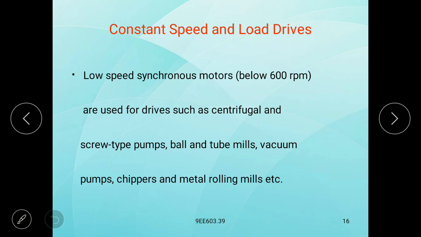Here, low speed synchronous motors below 600 rpm are used for drives such as centrifugal and screw type pumps, ball and tube mills, vacuum pumps, chippers, and metal rolling mills, etc.